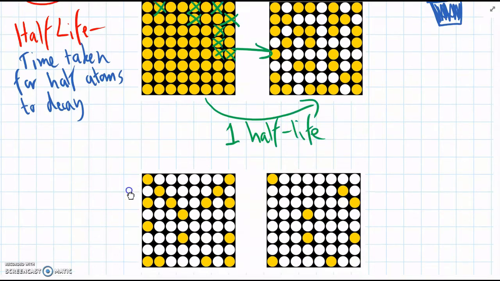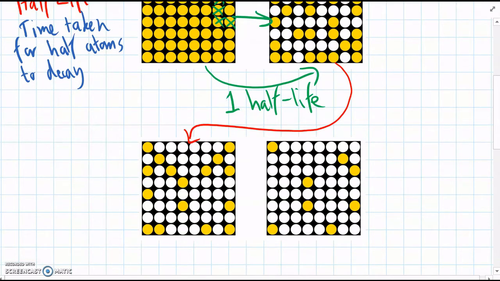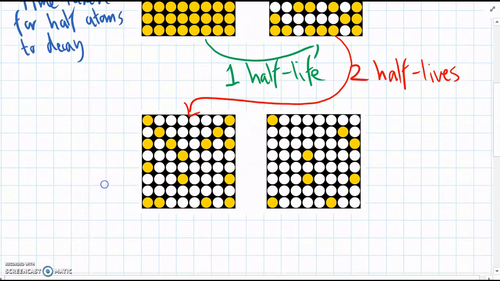And then if we keep waiting and keep waiting, then half of those will eventually decay. So there's only a quarter of the atoms left radioactive. All the other ones are stable now. So that time we'd have to wait 2 half-lives. A half-life is really just a measurement of time. And then finally, half of those would eventually decay, and we'd have to wait 3 half-lives for that.